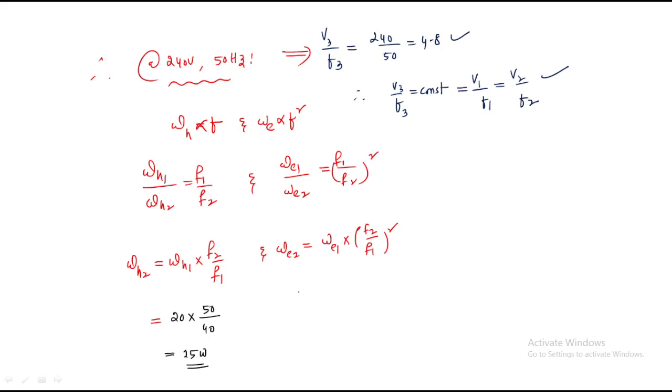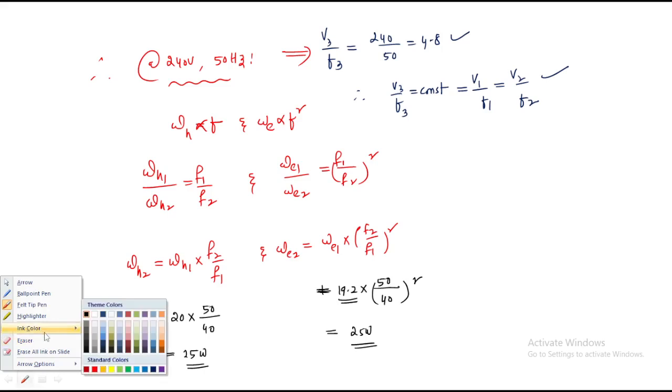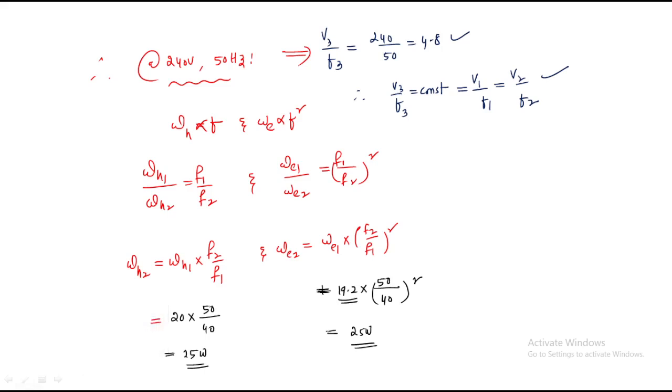Like that, WE2 is equal to WE1, which is 19.2, into F2 50 by F1 40, which is equal to what? You can get 1.25 whole square. Approximately this is equal to 20 into 1.25 whole square, and you will get approximately 30 watts. Just substitute the values in this.